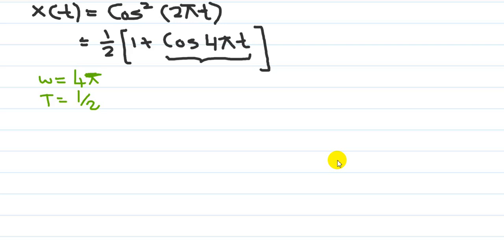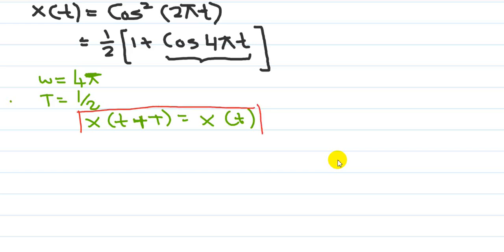You should have studied that the main condition for periodicity is that the signal should satisfy x of t plus capital T is equal to x of t. This is the general condition for periodicity, and you should have studied this while discussing periodic signals.